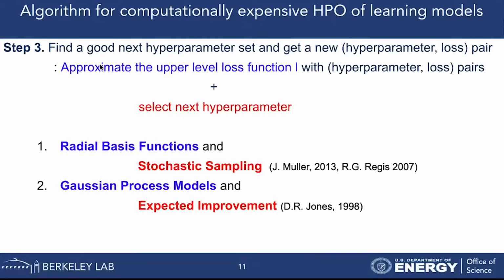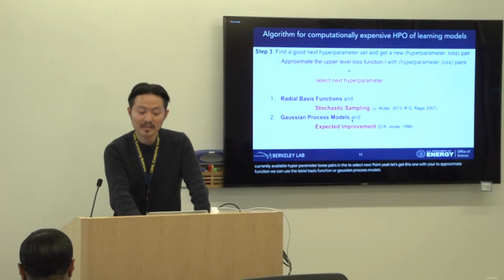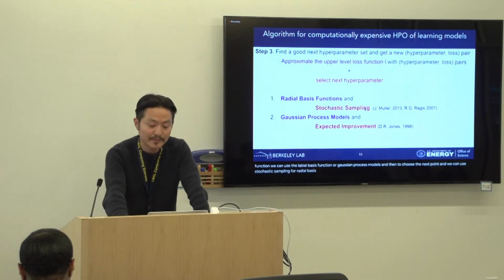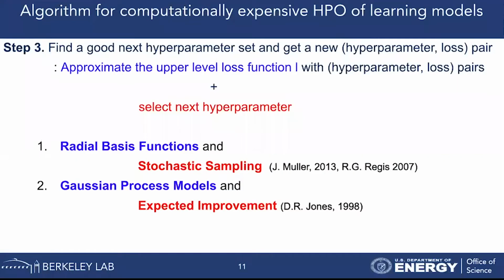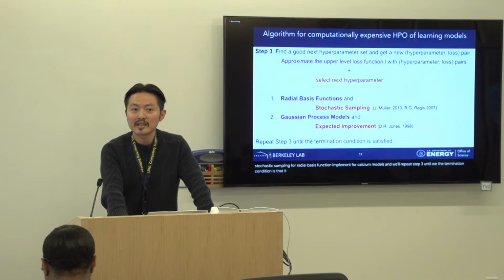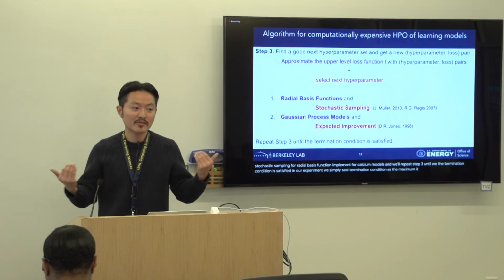To do that, we first approximate the upper level loss function L with currently available hyperparameter loss pairs. To approximate the function, we can use radial basis function or Gaussian process models. And then to choose the next point, we can use stochastic sampling for radial basis function, or we can use expected improvement for Gaussian models. And we repeat step 3 until the termination condition is satisfied. In our experiment, we simply set the termination condition as the maximum iteration, for example, 50.